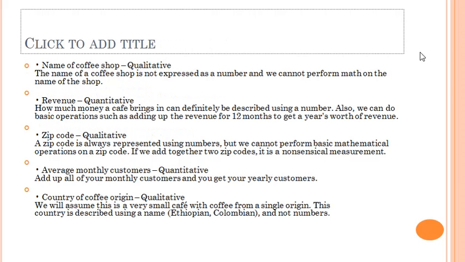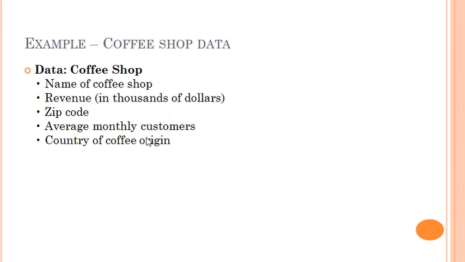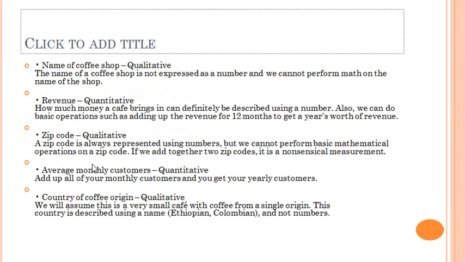Now let's see which of this information is qualitative data and which of this information is the quantitative data. Now the name of the coffee shop is the qualitative data. Why? Because the name of the coffee shop is not expressed as a number, and we cannot perform mathematics on the name of the coffee shop. So according to the definition of qualitative data, it should not be expressed by numbers or mathematics. So you can see that the name of the coffee shop is qualitative.